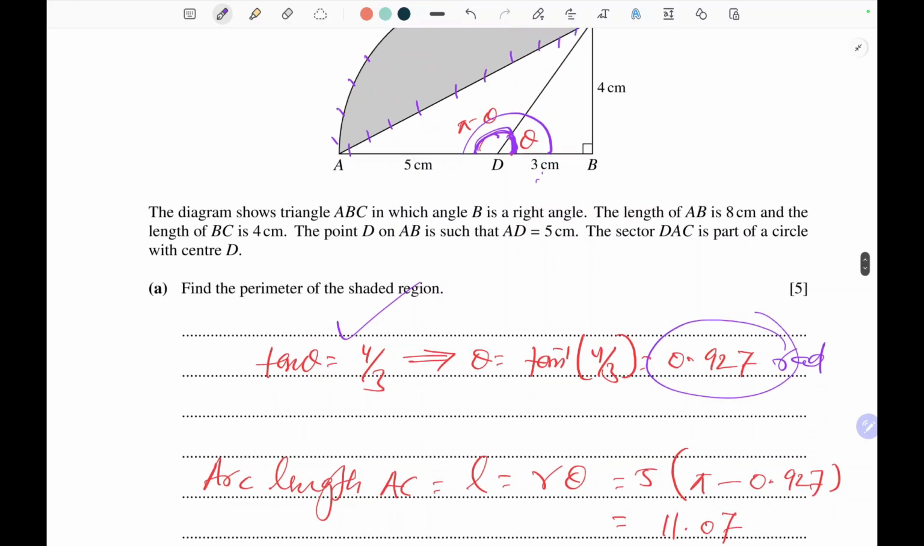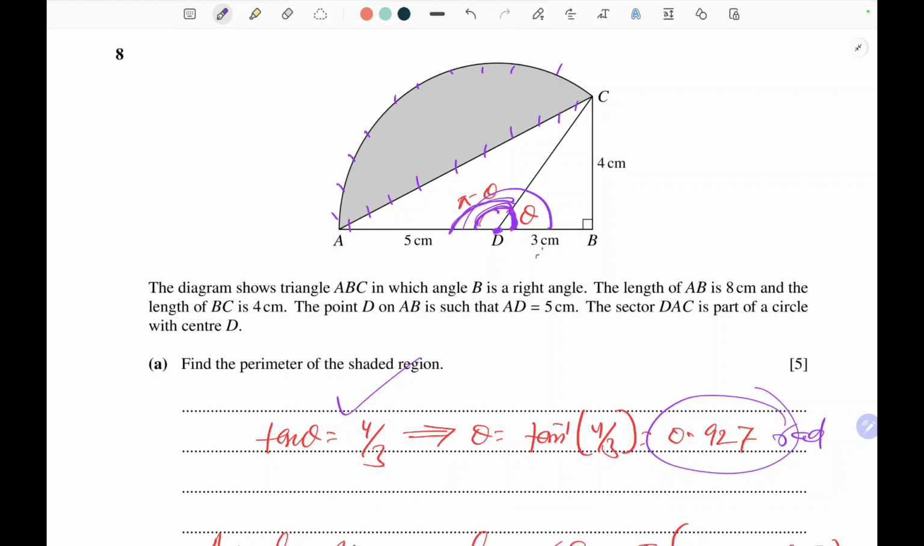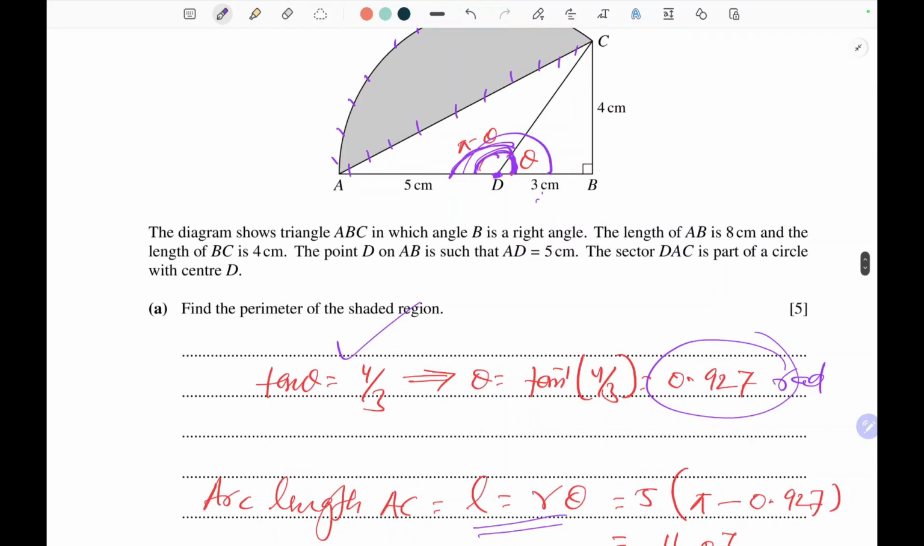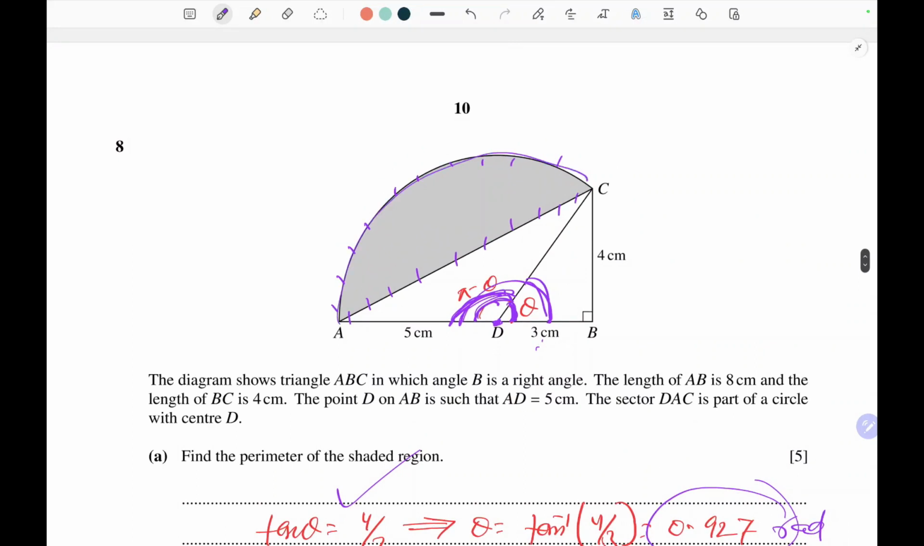So arc length, we know that L is r times theta, but you know this D is your center for this AC arc. So this angle we have to consider. So guys, this theta, they are not talking about this angle, they're talking about this angle basically. So instead of writing r theta, in this case I should write r times pi minus theta. Okay, so here pi minus 0.927, which is 11.07. So I got arc length, this one.